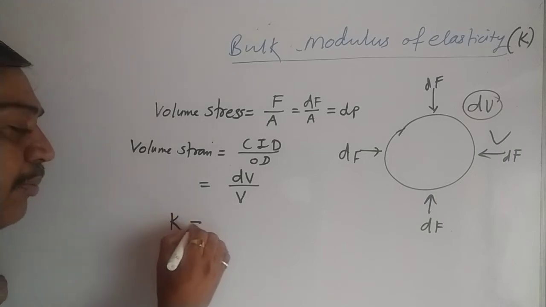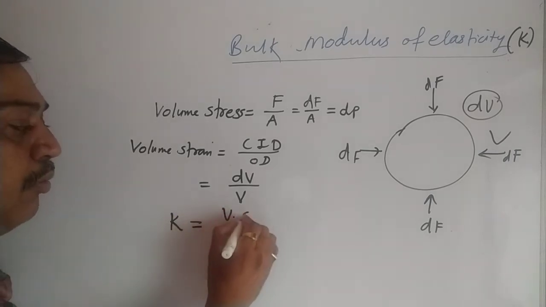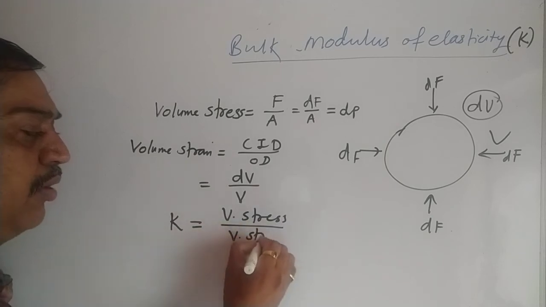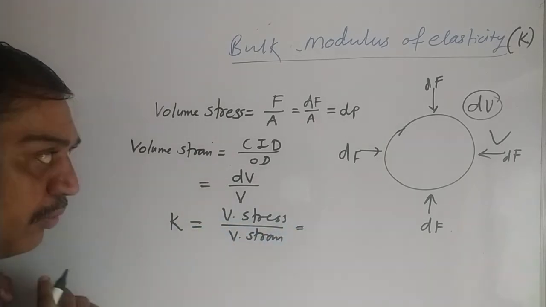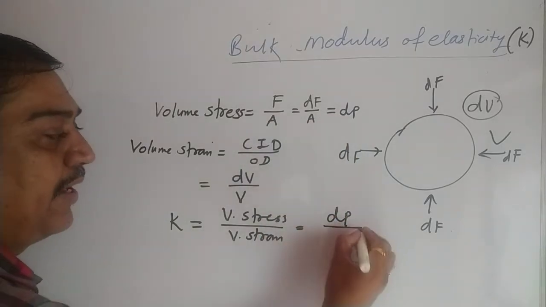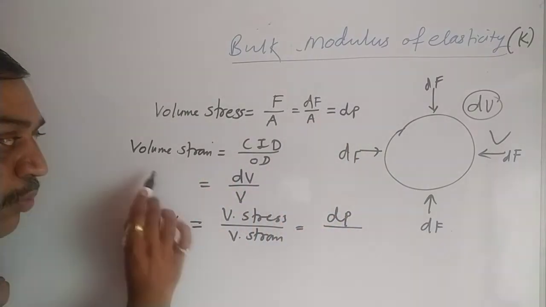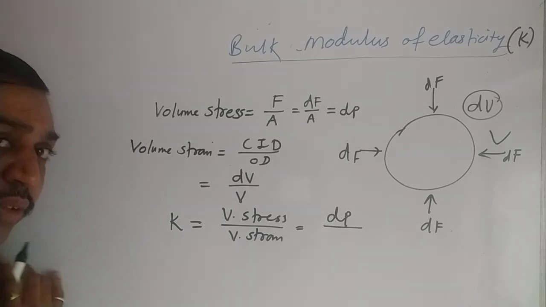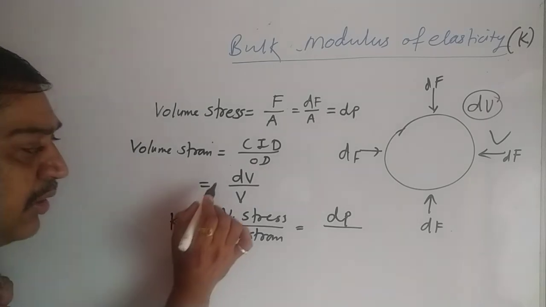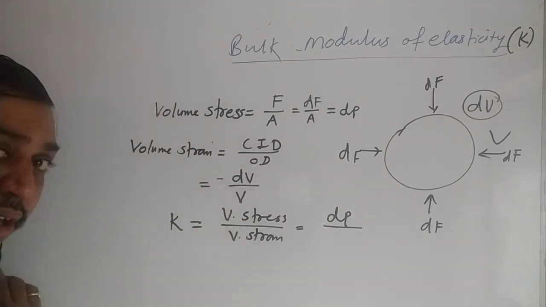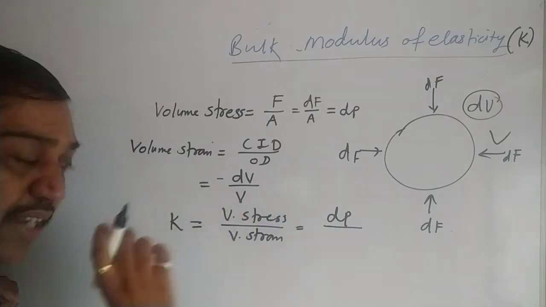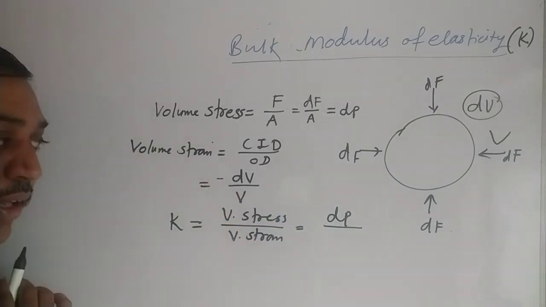So the bulk modulus of elasticity K is what? Volume stress divided by volume strain. Now what is the volume stress? It is change in pressure, represented by dP, divided by the volume strain. What is this volume strain? Change in volume divided by original volume. Before going further, there must be a minus sign. That we have already learned. Why so? Because as force increases, volume decreases. So this volume is decreasing. That's why the minus sign.